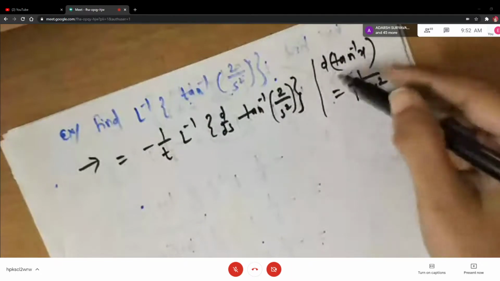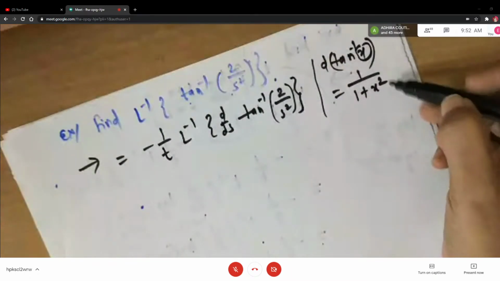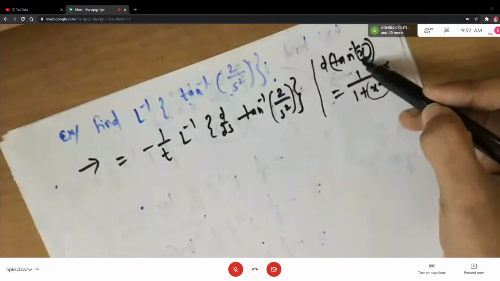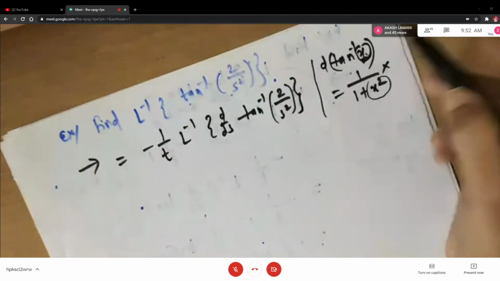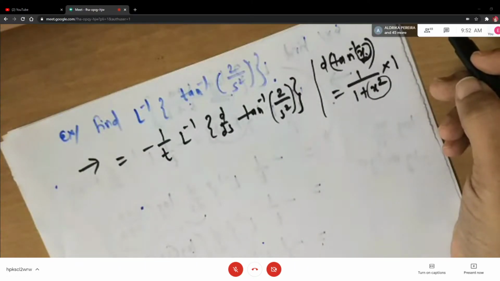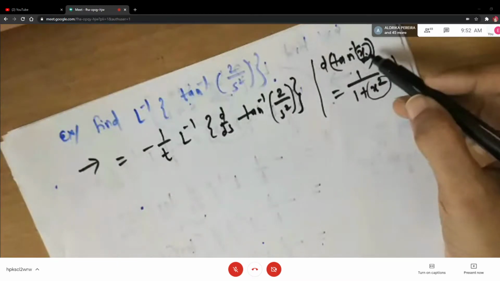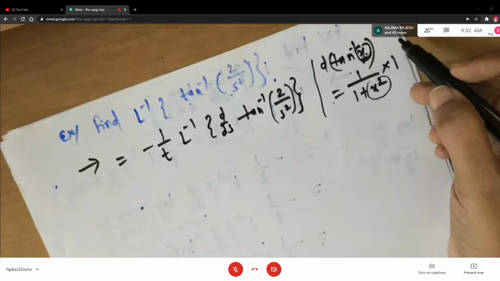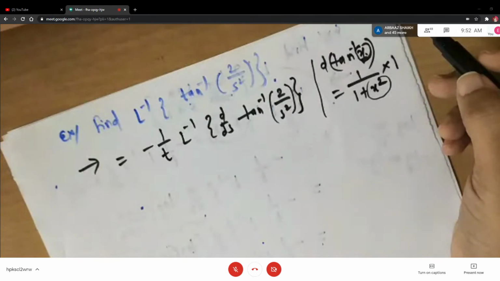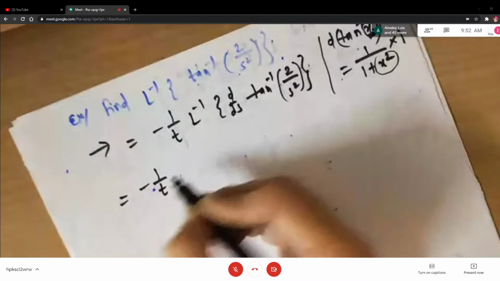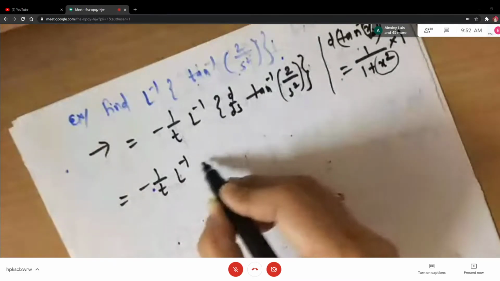Now see, students, in place of x, if something else is there, then it will be 1 upon 1 plus that something else square, and into derivative of this bracket. In this case, derivative of x is 1, so we don't show multiplication by 1. But you have to remember that in place of x, something else is there. Don't forget to multiply it by the derivative of that. So as I said, you have to always go from outermost function to innermost function. So it is minus 1 by t, L inverse.